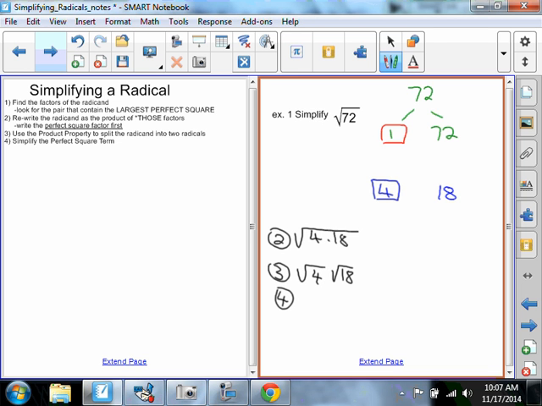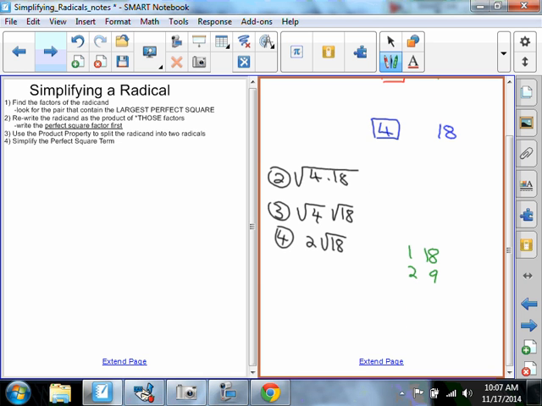So it's 2 times the square root of 18. Who can tell me what's wrong with that? It's not as simple as it could be. Why not? Because 18 has perfect square factors bigger than 1. Really? Oh, son of a gun. Well, that's going to be a pain. So I have to do this again. Start over.